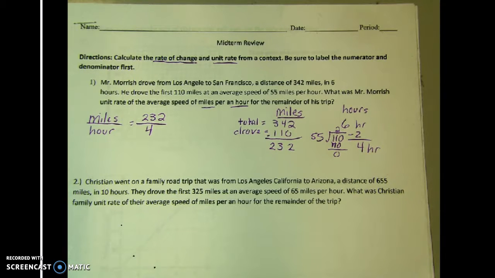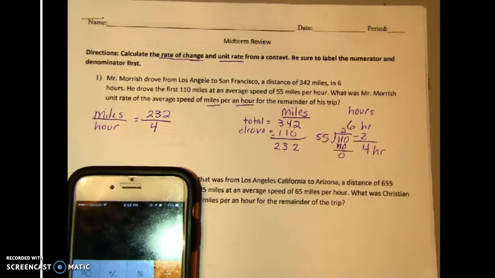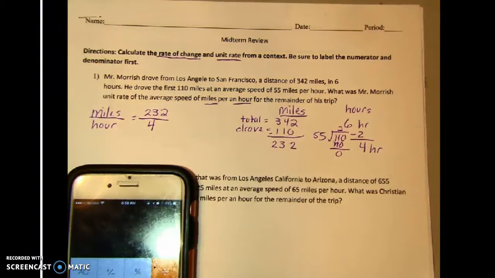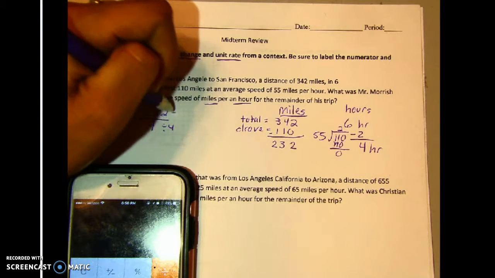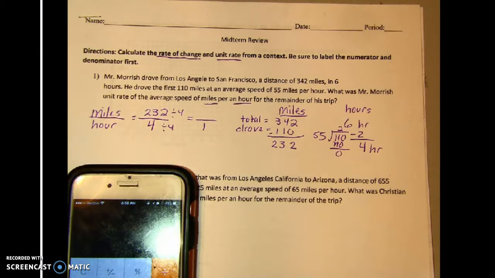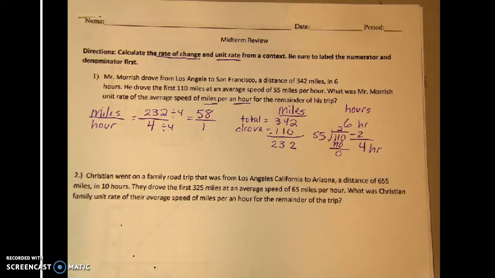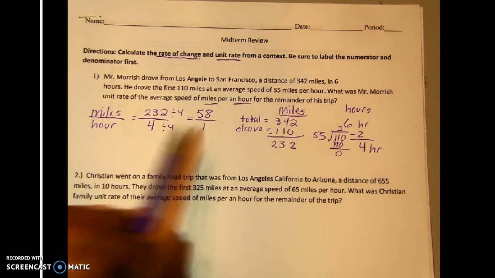If you brought your calculator to class, or if you're doing this at home, you can use the calculator for this. I'm more worried about the concept. So for here, I'm going to have to divide by my denominator to get unit rate, which is 1. So we have 232 miles, and we're dividing this by 4 because we want to know how many miles per hour. In this case, it's 58. So if we go back here, we have 58 miles for 1 hour.